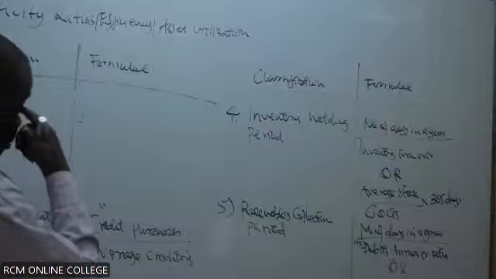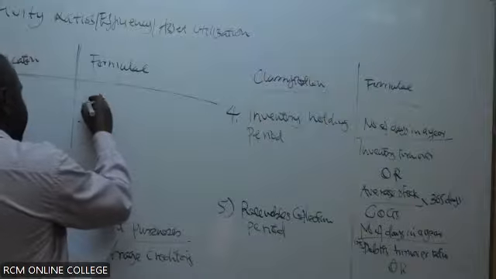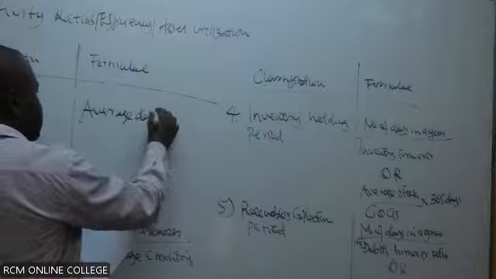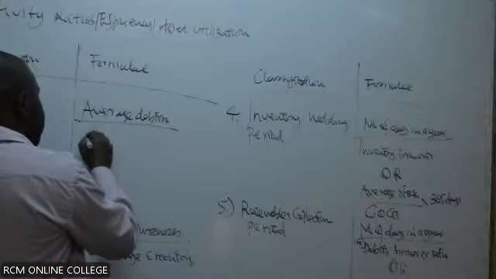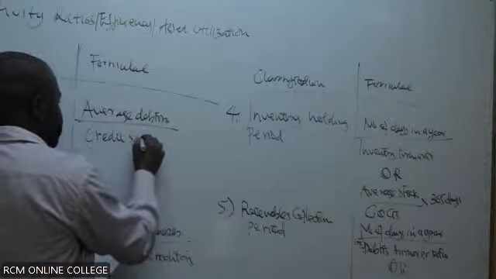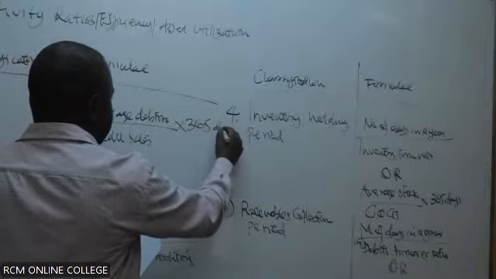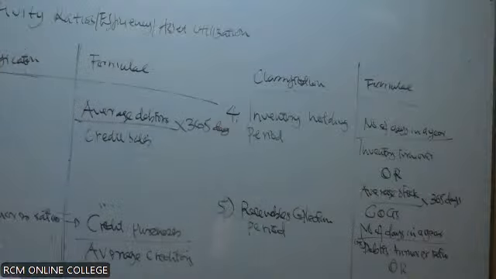In this case, you'll take the average debtors, or average receivables, and you divide by the credit sales. Then you multiply by 365 days. So these answers are actually in days. When you get them, you put them in days because you're looking at the period. Then number 6, there's another one related to this one.